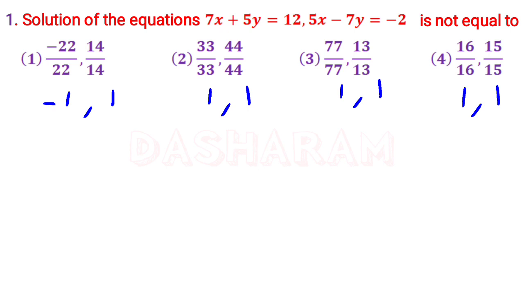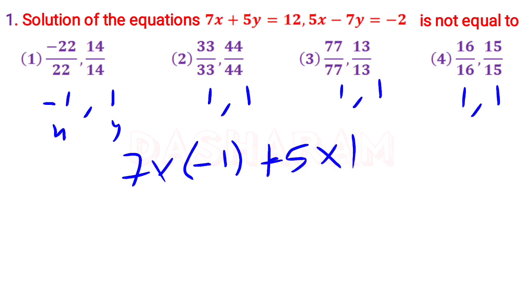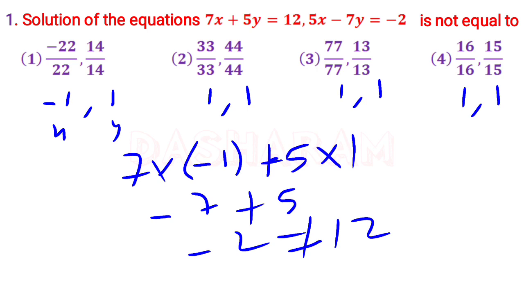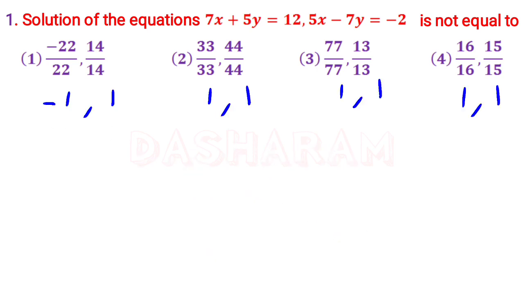Anyhow, without using the methods, how to verify these options? x is minus 1, y is 1. Let us substitute these two: 7 into minus 1 plus 5 into 1, that is minus 7 plus 5, which is equal to minus 2, but it is not equal to the RHS 12. So generally the solution should satisfy both equations, but here the first option is not satisfying the equation. So that is why the first option is not a solution for the given pair of linear equations.